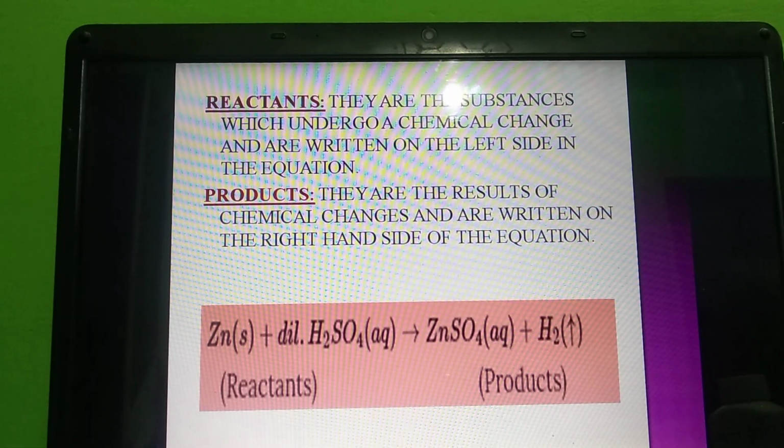In further classes, we are going to understand about the characteristics of chemical reactions.